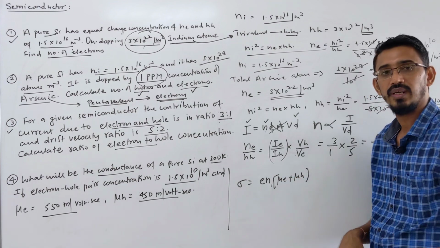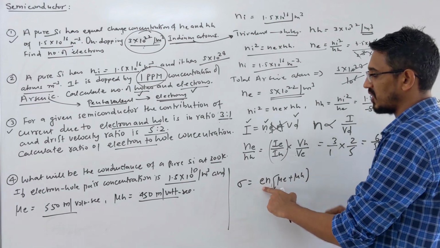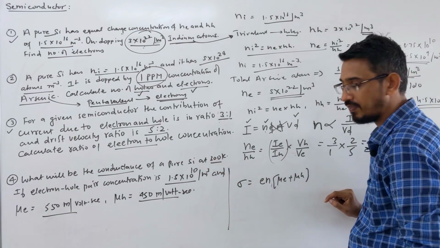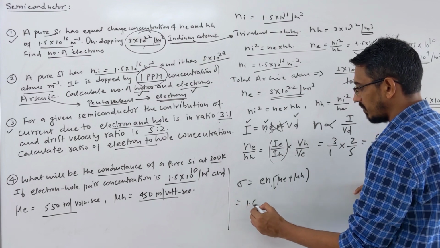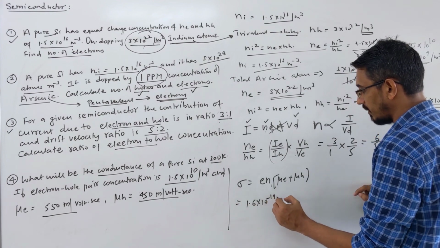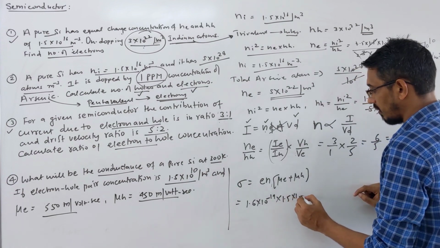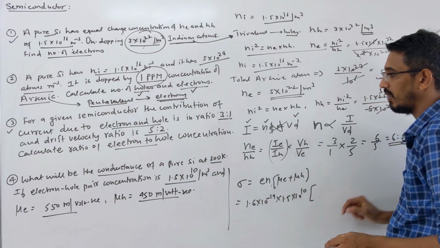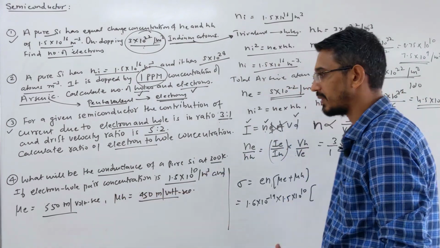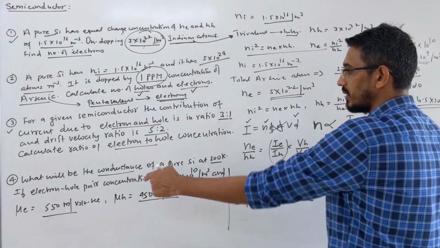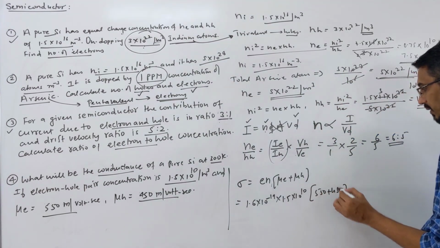This is your total conductivity due to electrons plus holes. Okay, e and n are the same, the charge and number are already the same, so I took them common. Let's put their values. Charge of electron 1.6 into 10 power minus 19. Charge concentration is given as 1.5 into 10 power 10 per meter cube. The mobilities are also given in SI system, meter squared per volt second. So mu of electron is 550 and mu of hole is 450.